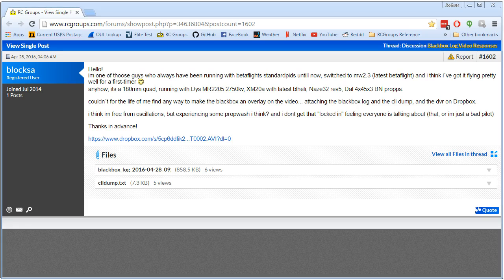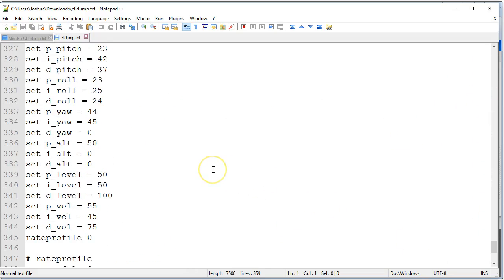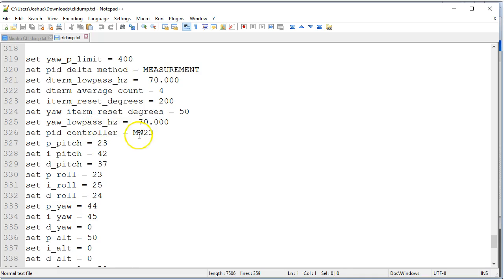So let's take a look back at your CLI dump, and let's have a look at what your P gains are. Oh, well, you're using MultiWii 2.3. Your pitch, oh, see, 23 and 23. So I unfortunately can't confidently comment on this because it's been so long since I tuned MultiWii 2.3. I just don't know what an expected high or low P gain is. So I'm going to have to defer on that, as tempted as I am to just make something up. I'm not sure whether that's high or low.